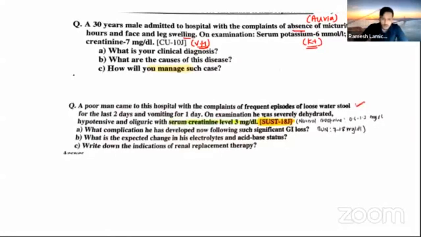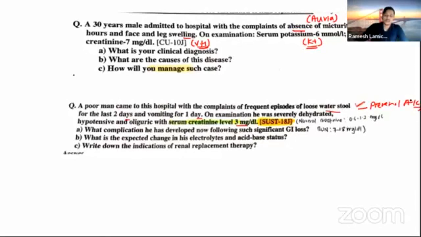Poor man complains of frequent episodes of loose watery stool for the last 2 days and vomiting for 1 day. On examination, he was severely dehydrated, hypertensive and oliguric, and serum creatinine is 3. So here it is giving you the clue that the patient has ongoing loss, right? The patient is diarrheic and vomiting for 2 days, 1 day. So there is a fluid loss and now the patient is oliguric and the serum creatinine is 3. So this is a typical case of prerenal AKI, prerenal cause.